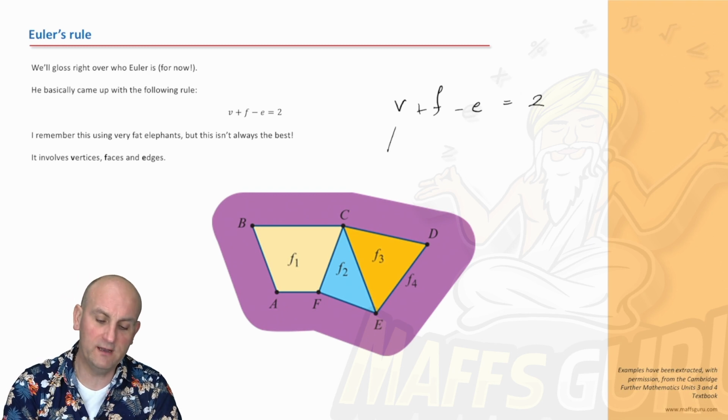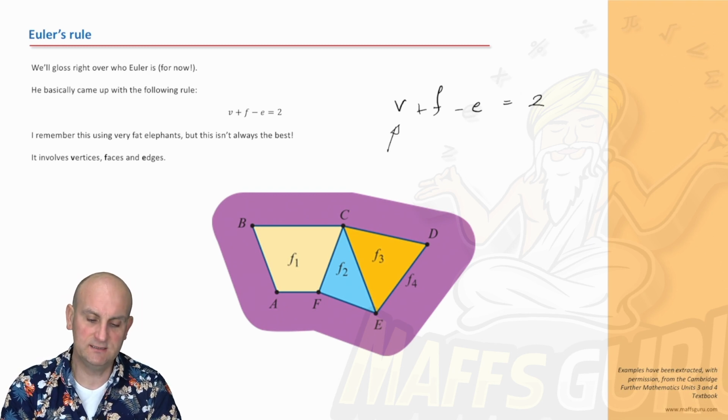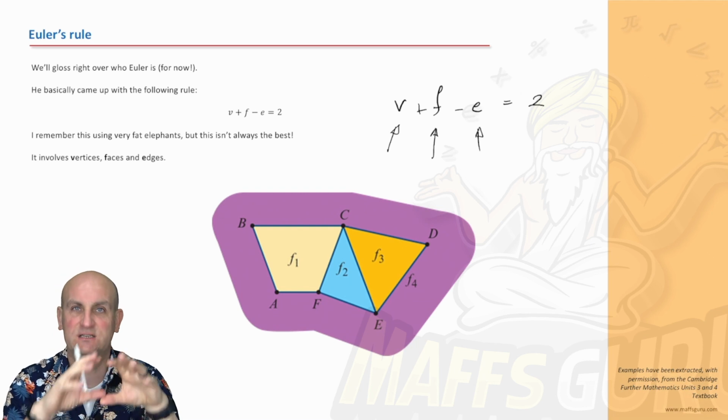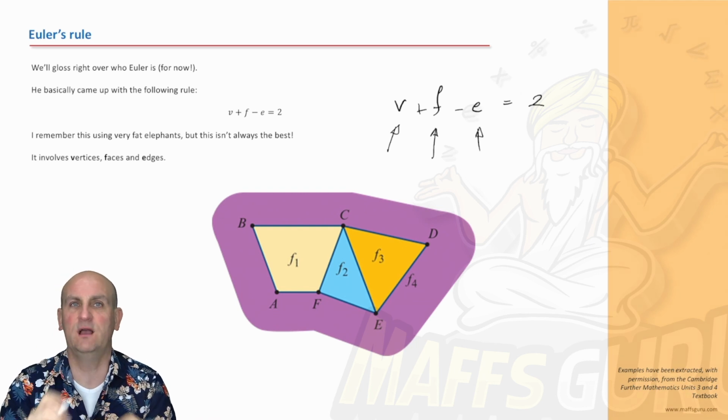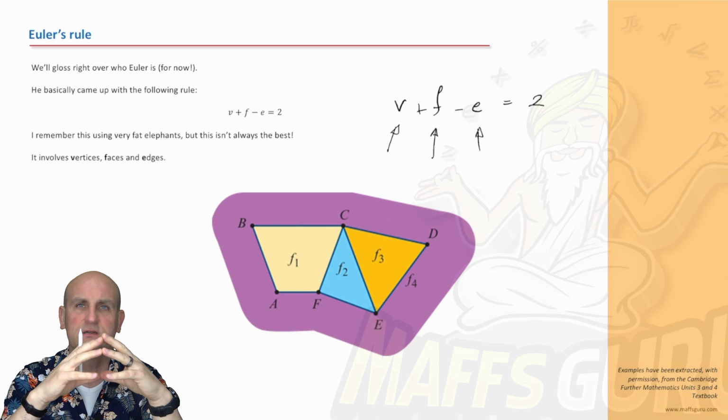Right, so what is this all about? V we already met is vertices. E we've already met is an edge. What on earth is a face? Basically, a face is a section of the diagram that you can effectively color in. So it's like an enclosed section of the diagram between vertices.